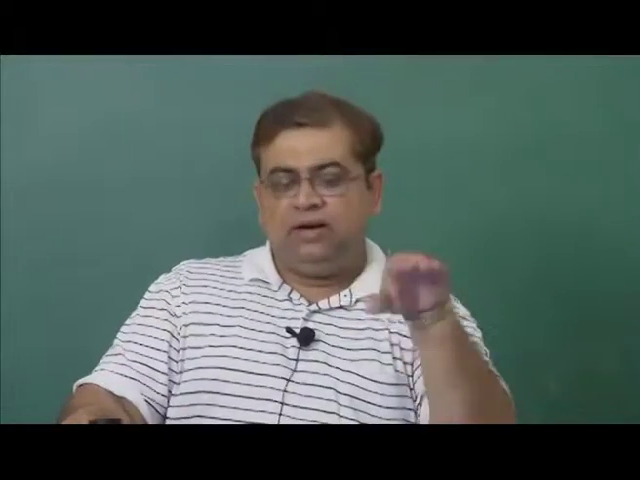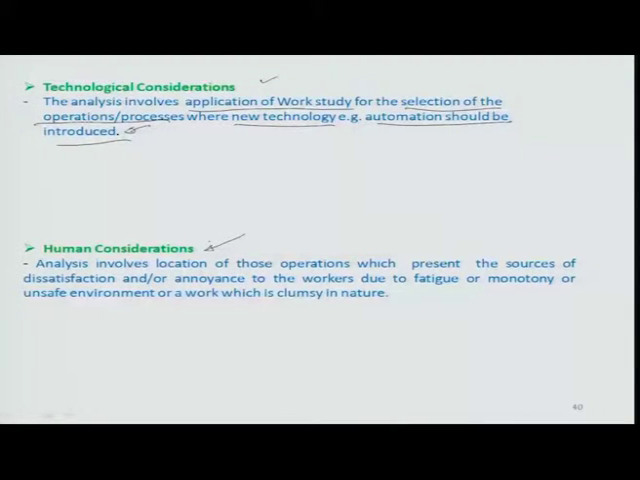This actually has a technological consideration: how I have innovatively designed something where, instead of an effort of 2 people, one lifting the axle and another mounting the axle, we are getting it done through a single person using some kind of automation. So, this is where technological considerations come into the picture. There are also human considerations. The analysis involves location of those operations which present sources of dissatisfaction or annoyance to the workers due to fatigue or monotony, or an unsafe environment, or work which is clumsy in nature.